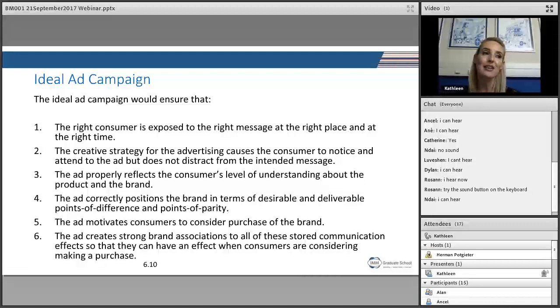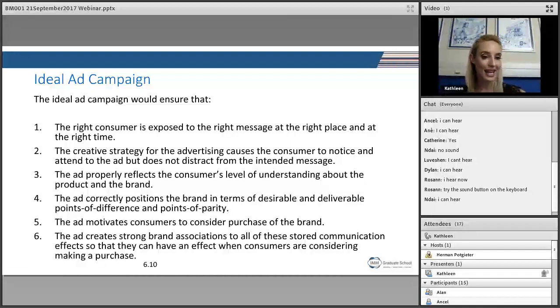Now, in your exam, you're definitely not going to be asked to draw up an advertising campaign. However, you may be asked to discuss how you would go about it, and that would require you to know the 6 elements. In your textbook, it is actually discussed as the 6 success factors of advertising. So we just need to be aware of some terminology that could come up. So 6 success factors of advertising, or the 6 elements of your ideal advertising campaign.